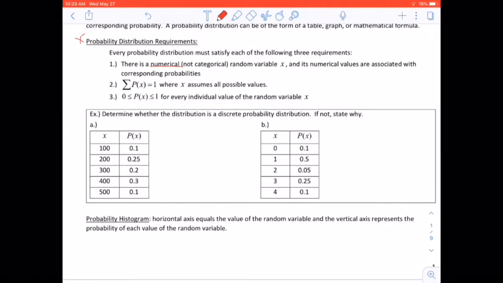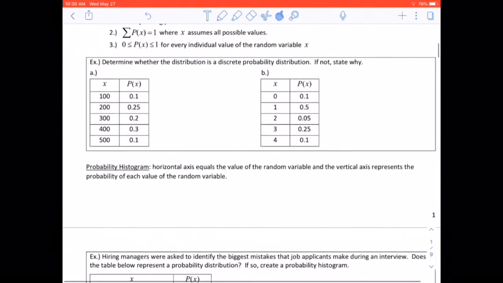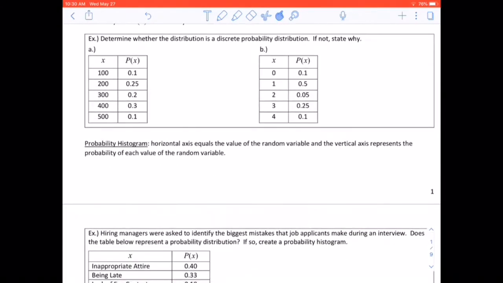The second one is that the sum of all the probabilities in your probability distribution will equal 1, and that those probabilities are between 0 and 1, so they can equal 0 and they can equal 1, for every individual value of the random variable x. So the next example says to determine whether the distribution is a discrete probability distribution, and if not, state why.